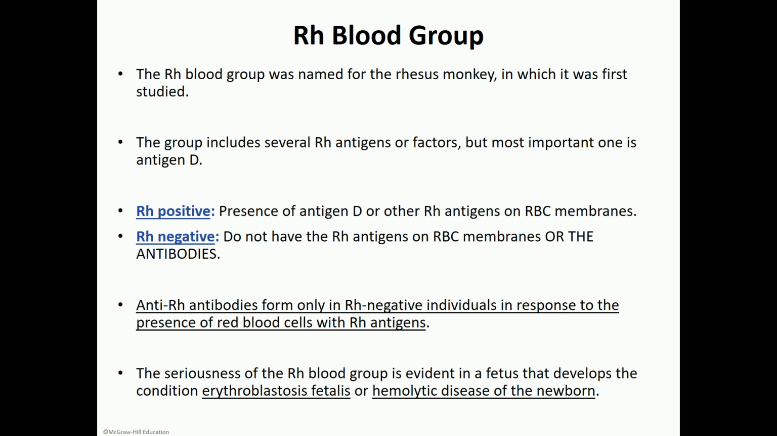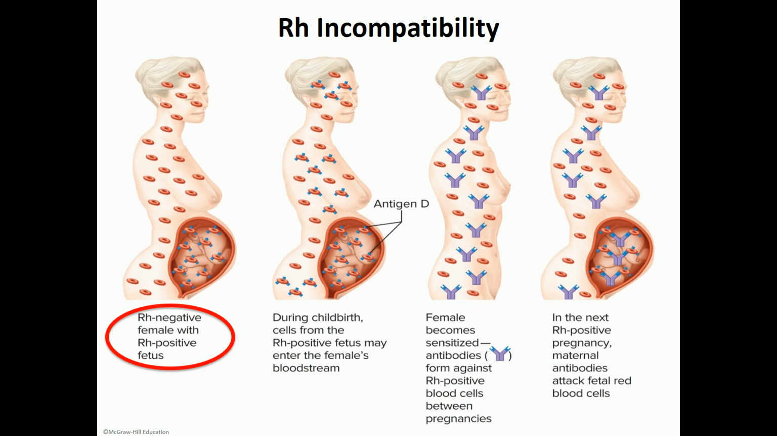So erythroblastosis fetalis is a very serious condition, and usually moms are given, if they are Rh negative, what is known as a RhoGAM injection that protects them and blocks their immune system from making these antibodies. And this concludes chapter 14.